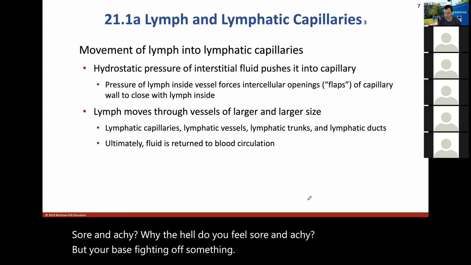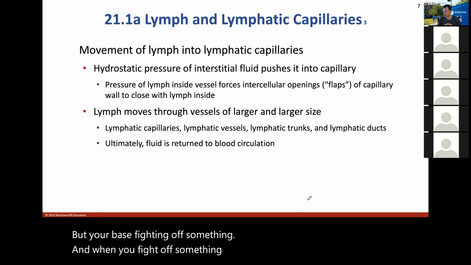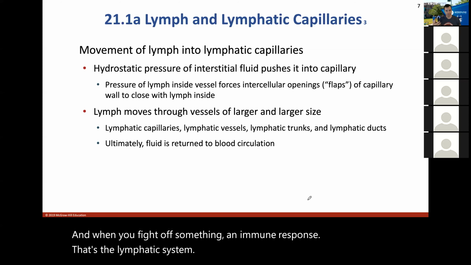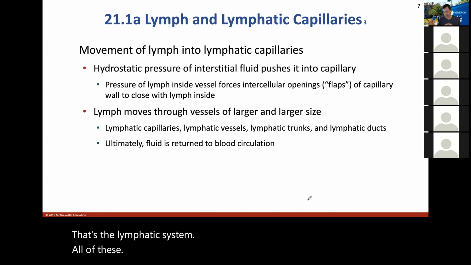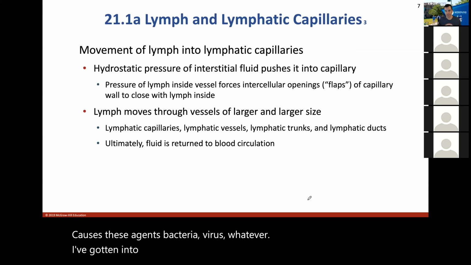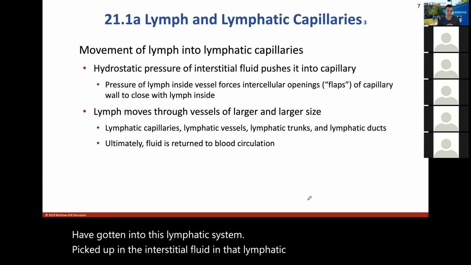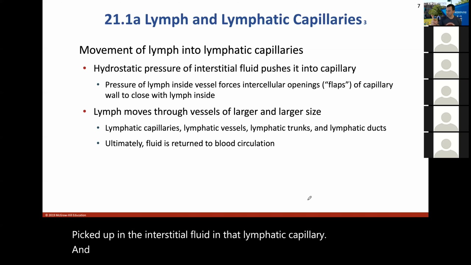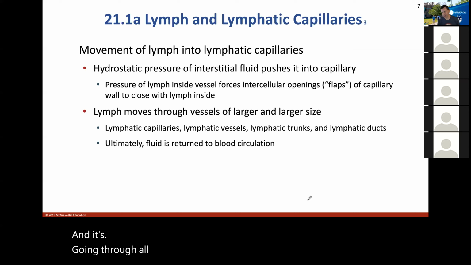And when you fight off something, an immune response, that's the lymphatic system. All of these causes, these agents, bacteria, virus, whatever, have gotten into this lymphatic system, picked up in that interstitial fluid in that lymphatic capillary. And it's going through all of these structures that we're going to be talking about here in a little bit.